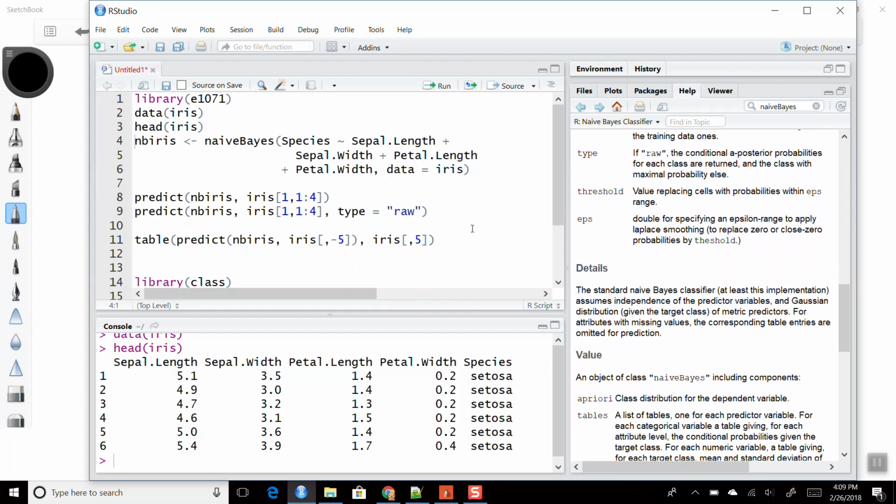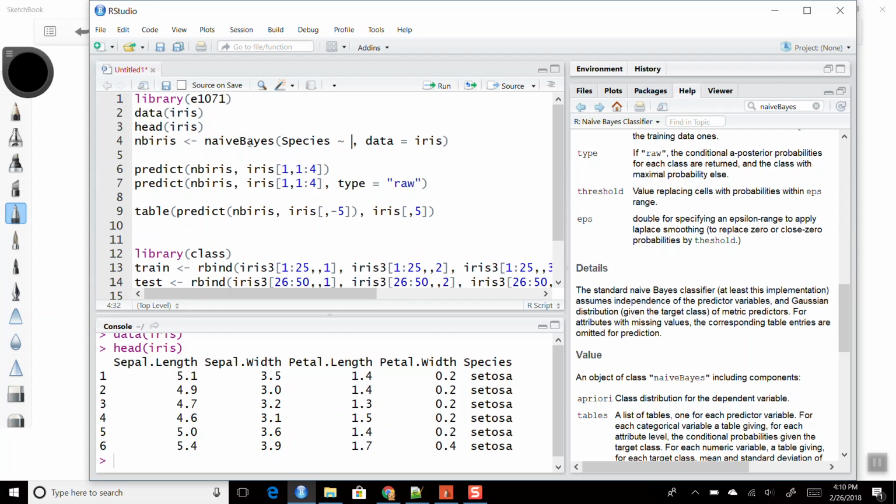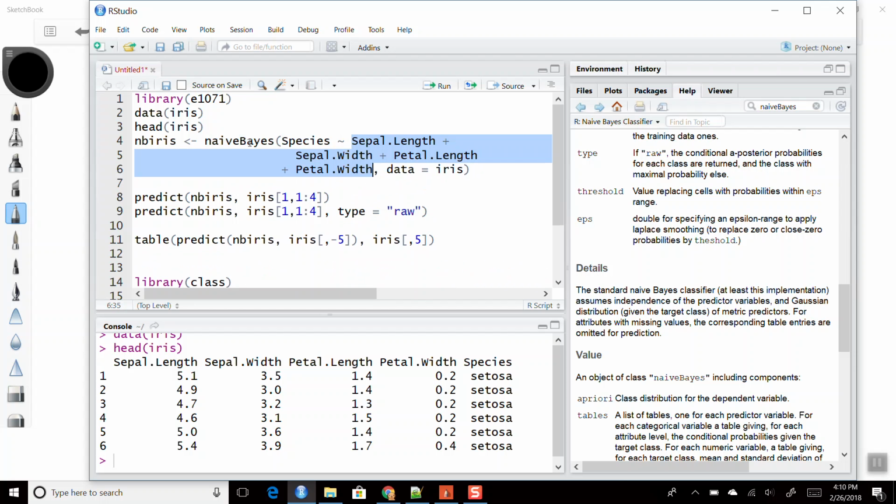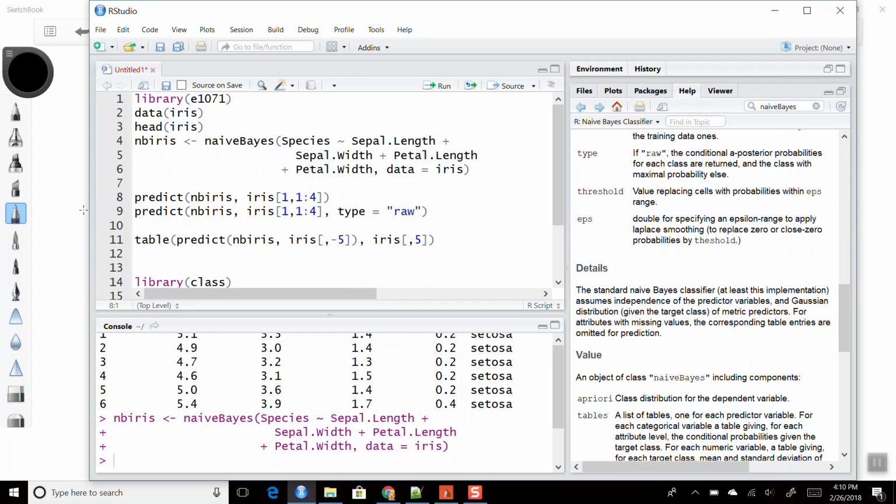Your values will probably end up a little bit different than what the naive Bayes function here does, but anyway, the way it works is you just call naive Bayes, and then you give it the formula. Here we want to predict species based on the four predictors. Another option is I could just use dot, and that would use all of the other predictors, but just to write them out, I have this. Then you say data is equal to iris, and this creates your naive Bayes model. So here my naive Bayes iris model is right here.